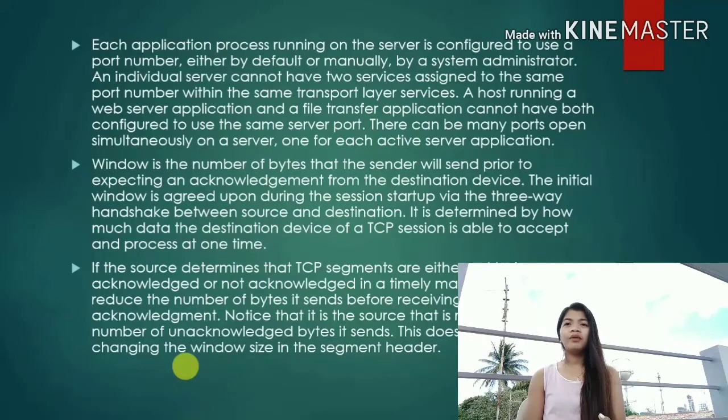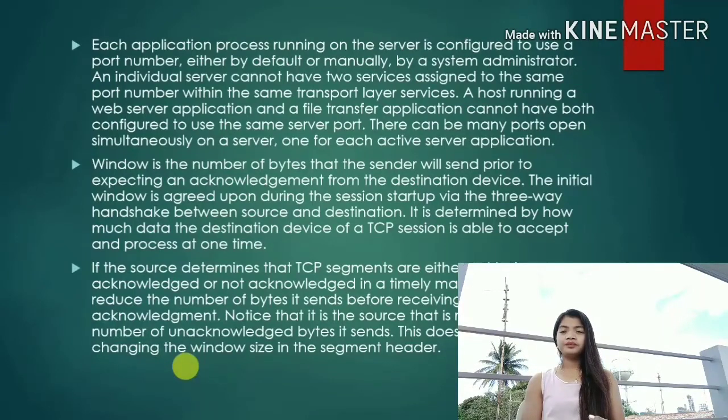The window size is the number of bytes that the sender will send prior to expecting an acknowledgement from the destination device. The initial window is agreed upon during session startup by the three-way handshake between source and destination. It is determined by how much data the destination device of the TCP session is able to accept and process at one time.